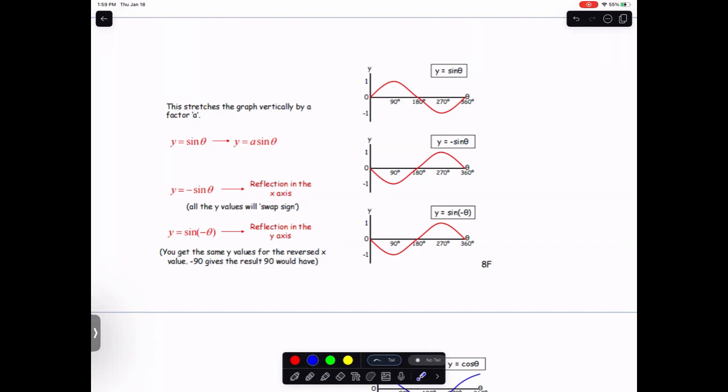So this is what we have here. Also, if you have y equals sine minus theta, same thing: I have sine of minus 90 degrees, which gives us negative 1. So it's still the same thing. In whatever direction, it is reflected in your y-axis. So it will have the same values for y equals minus sine theta and y equals sine negative theta.